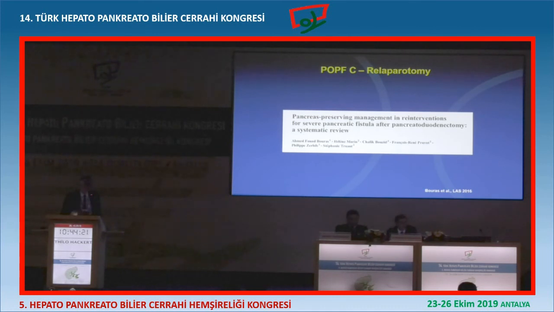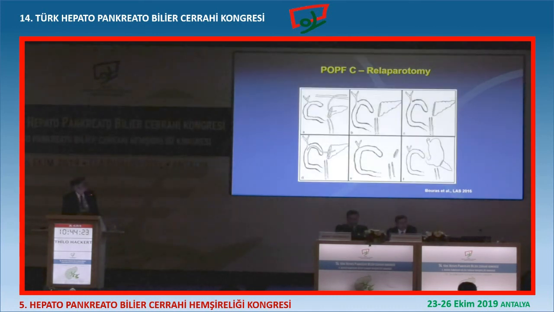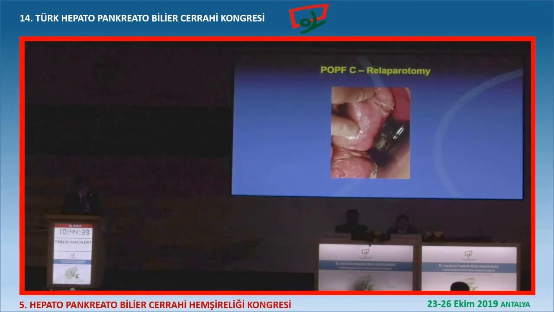What can we do when we decide to operate again? These are the possibilities. You can either disconnect the pancreas and drain it. You can just disconnect it. You can close the remnant. You can disconnect and drain into the jejunum inside. You can take out the pancreas, or you can try to do a new anastomosis. I already mentioned that this is probably not advisable.